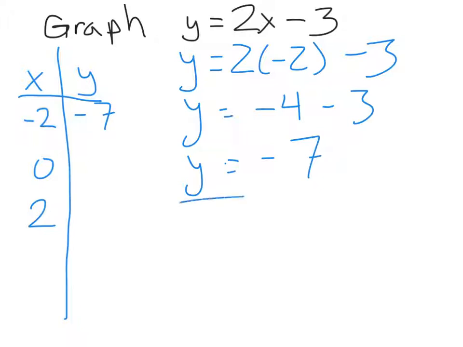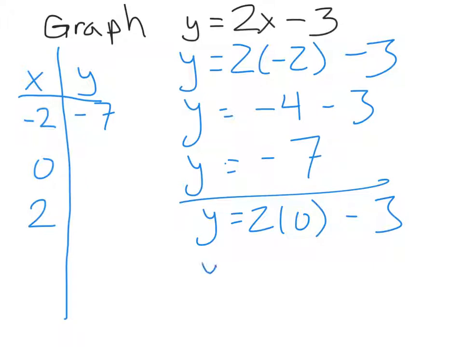If we go through and plug in 0, this one's pretty easy. Y equals 2 times 0 minus 3. 2 times 0 is just 0, so you get y equals minus 3. So there's our second point, 0, negative 3.